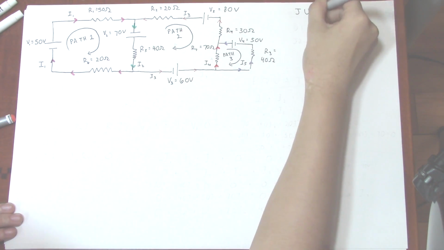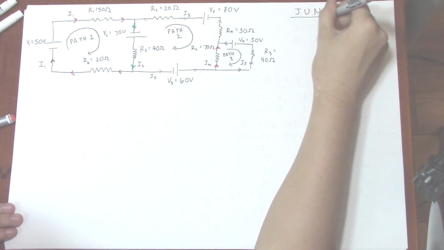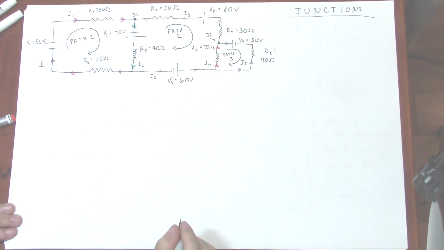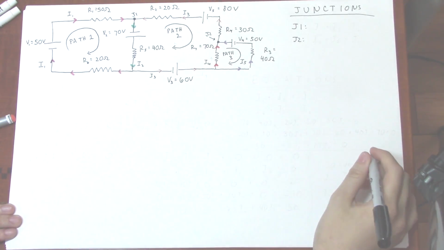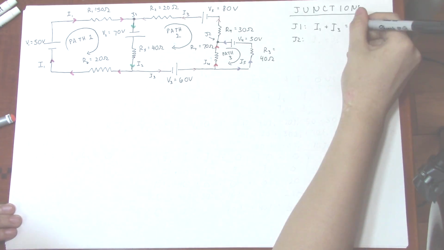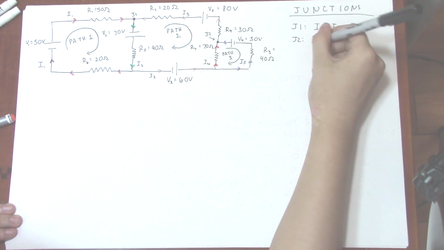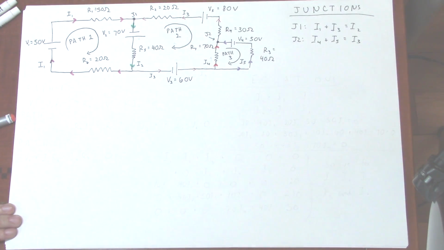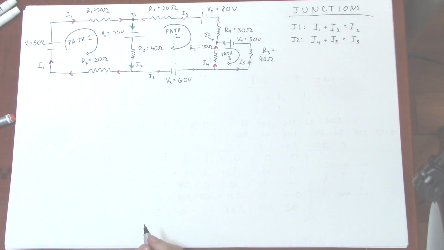Our next step is to apply Kirchhoff's junction rule. We will pick up two junctions from the circuit and make equations based off of the junction rule. For instance, at the first junction, J1, currents 1 and 3 are entering the junction and current 2 is exiting. So our equation could be current 1 plus current 3 equals current 2. We will do the same with another randomly chosen junction.